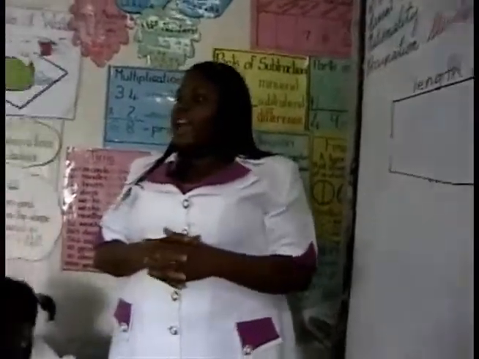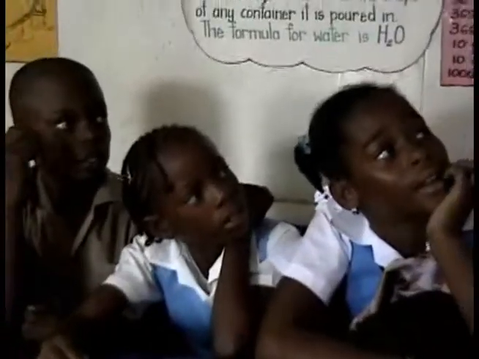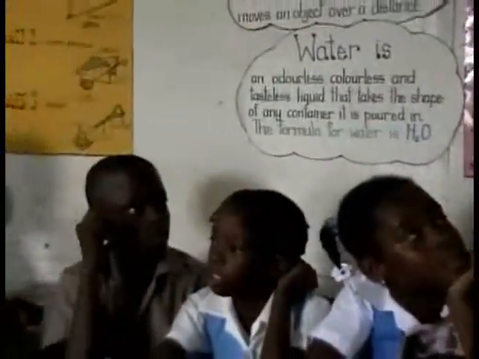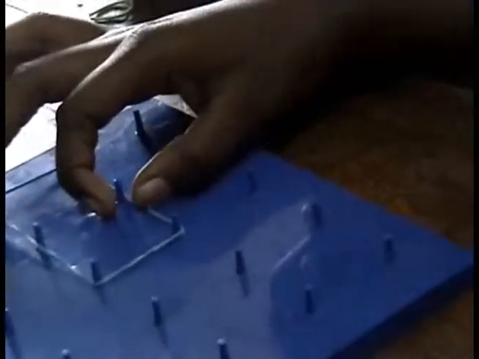Count your pegs and let me count mine. 1, 2, 3, 4, 5, 6, 7, 8. You sure it's 6? Yes. Only 6. So is mine wrong?